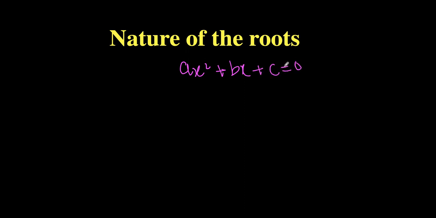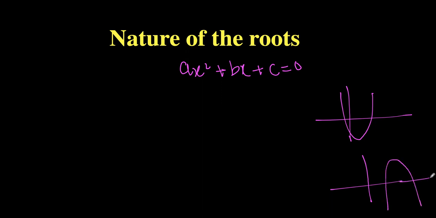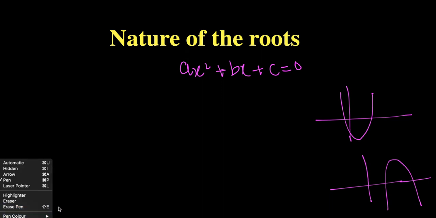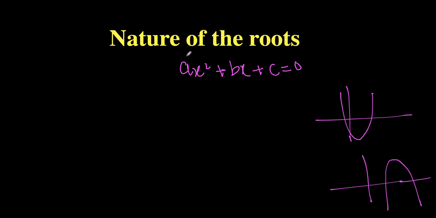Now first I will tell you how to determine whether the graph will be upward or downward. This all depends on the nature of the value of a. If your a is greater than 0, your graph will be upward. If your a is less than 0, your graph will be downward. So let's check with some examples.